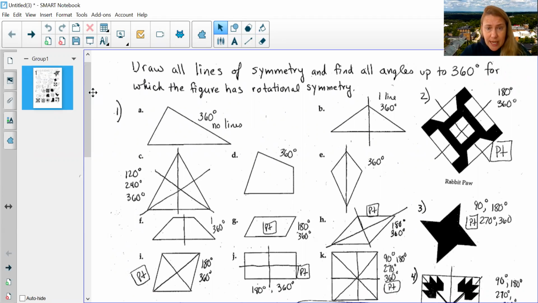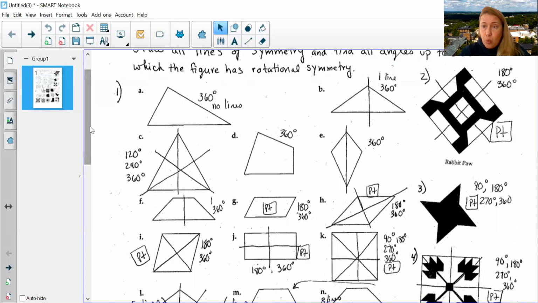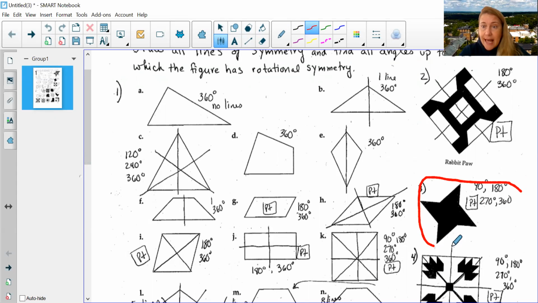Okay, so before you start working on POW number 9, you want to get a better handle on symmetry, both line symmetry, rotational symmetry, and point symmetry. So notice I labeled everything with PT and circled it if it has point symmetry. So here's some things that I want you to notice. We can, and we see it a lot, have rotational without line.